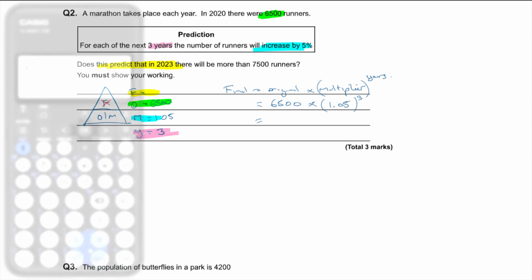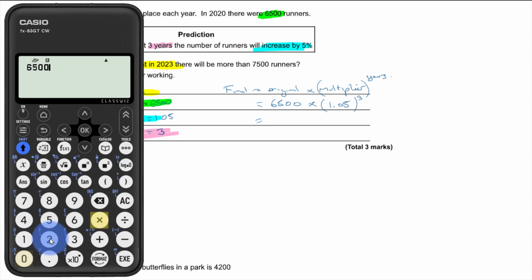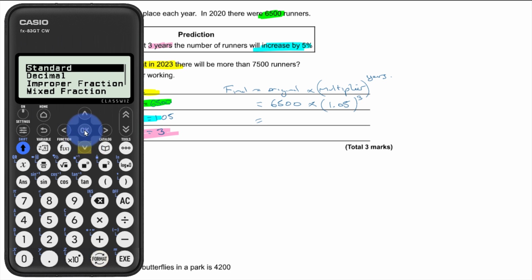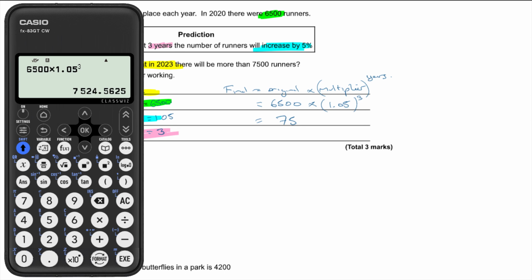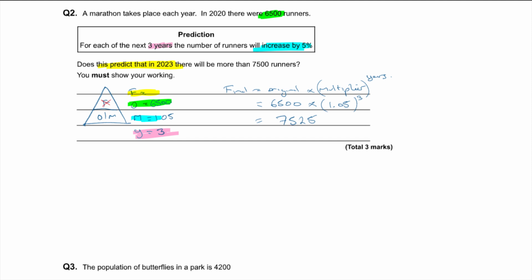So tap that into the calculator. 6,500 times 1.05 raised to the power of 3. That is giving me 7,524.5. So I'm going to round that off to 7,525 because I don't like the idea of a fractional runner. That would be quite messy. So 7,525. So does this predict that in 2023 there will be more than 7,500? Yeah, there'll be 25 more than that, won't there?